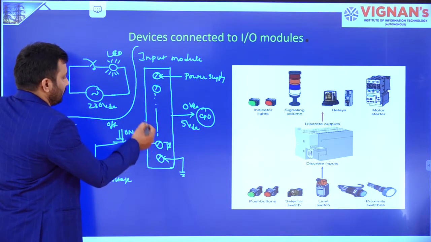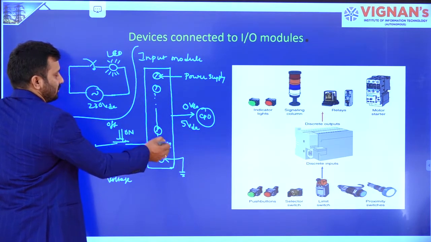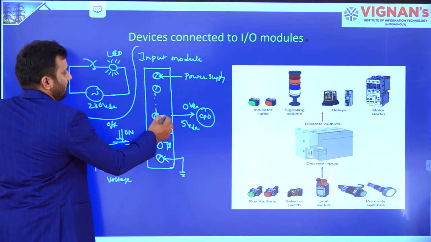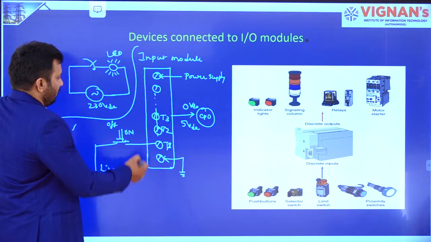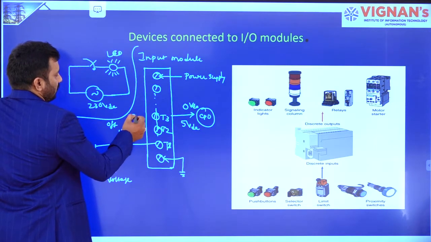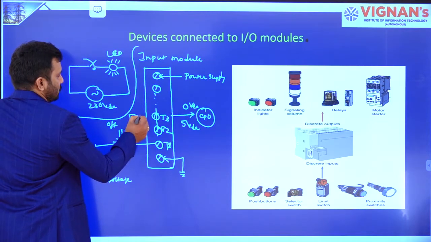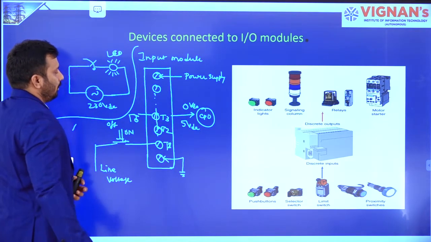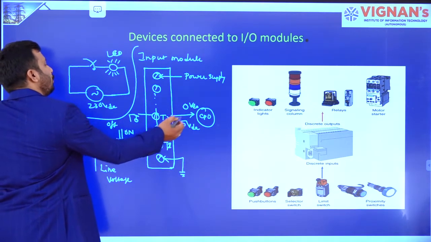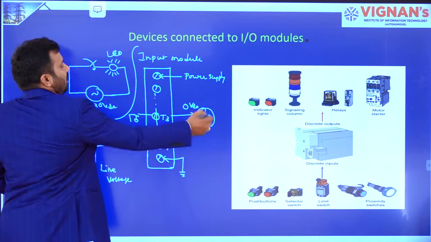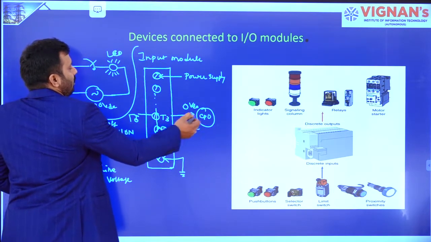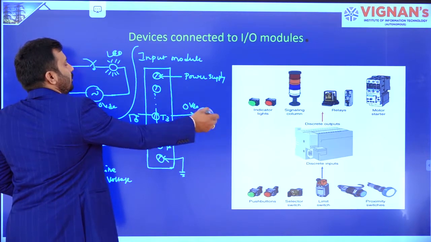Like that, remaining terminals are also there. This is terminal 1. This may be terminal 2. This may be terminal 3. For example, this terminal 3 is going to be connected with a pressure switch. Whenever this pressure switch is on, output is going to be 1 from terminal 3. If it is in off condition, from terminal 3 it is going to give 0 volts.